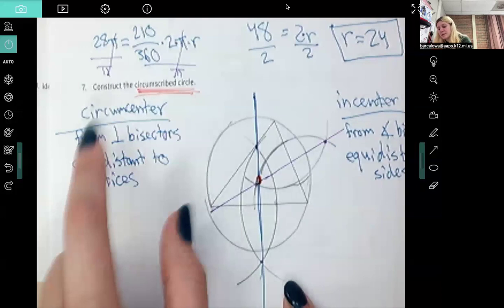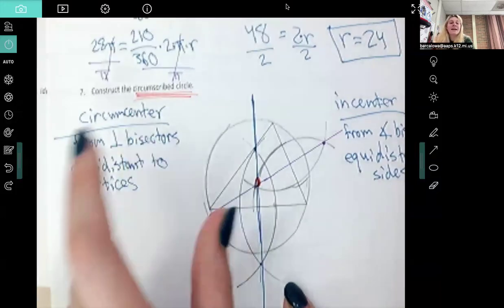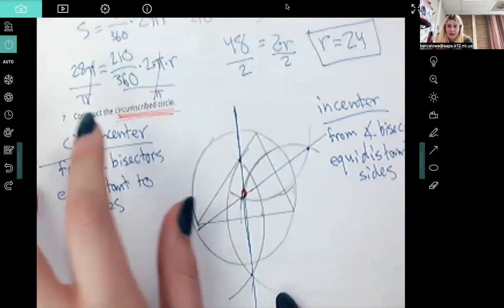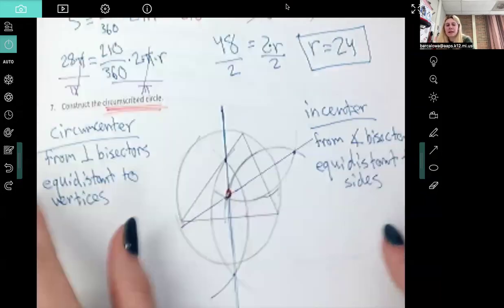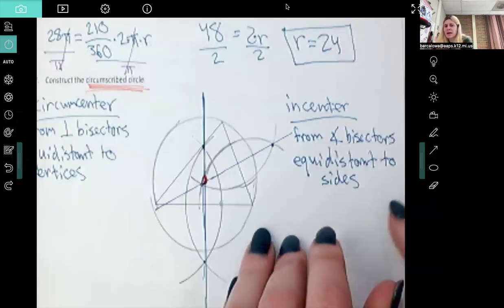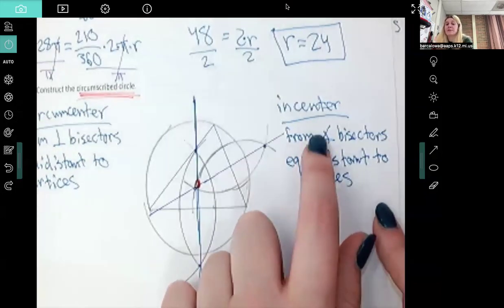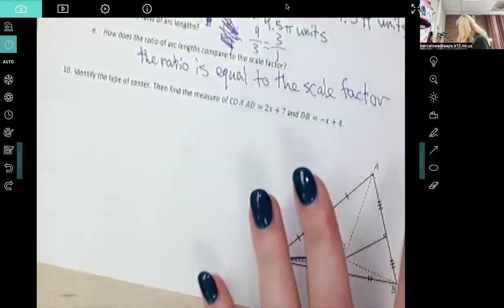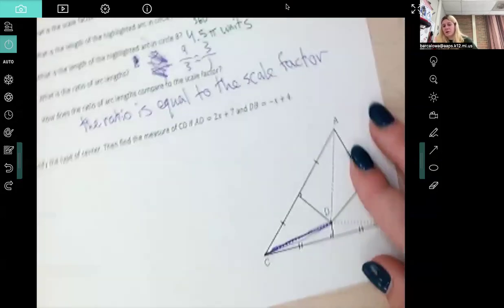The circumcenter is from perpendicular bisectors, and that means the distance to the vertices are equal. If I have angle bisectors, they're equidistant to the sides. Those are our two centers for a triangle. So what's happening here?